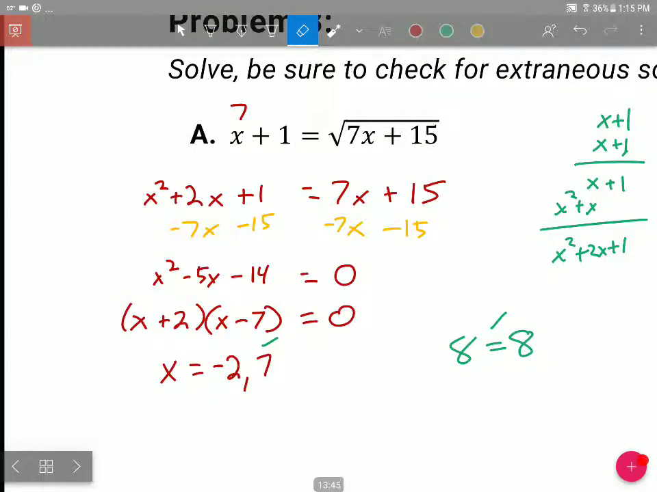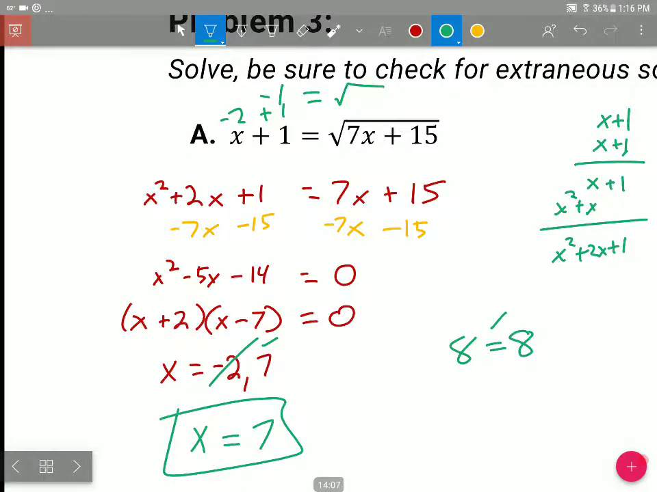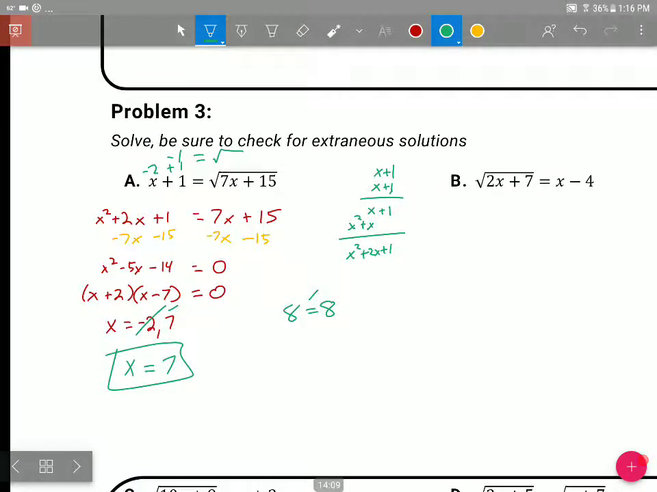Let's try the negative 2. What's negative 2 plus 1? Negative 1. Now question, can a squared radical, an even radical, ever equal a negative 1? No, so I can cancel it right there without even doing the right side. So the final answer is x equals 7. We checked that 8 equals 8, but the 7 is what the answer was.